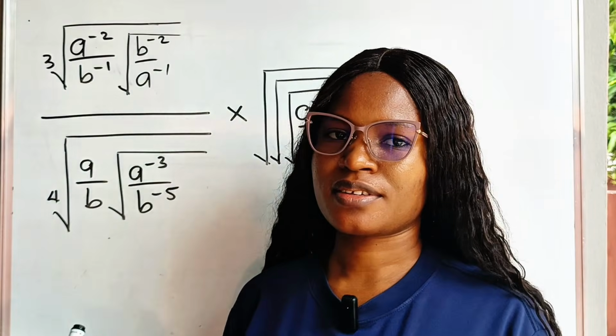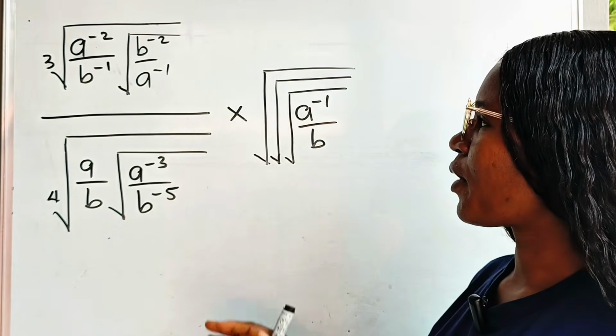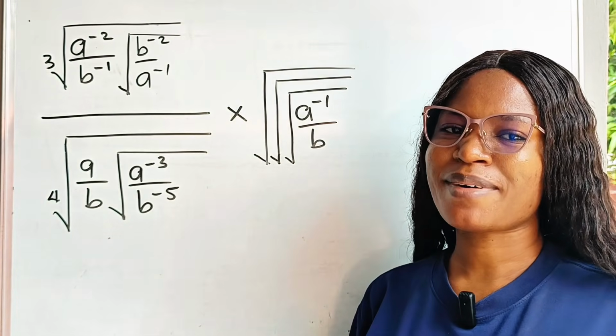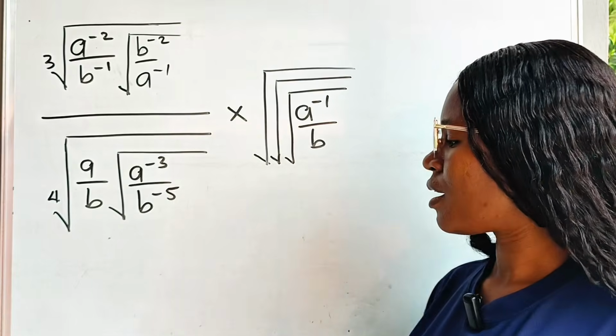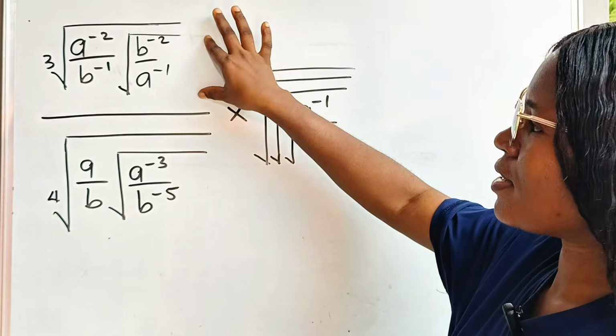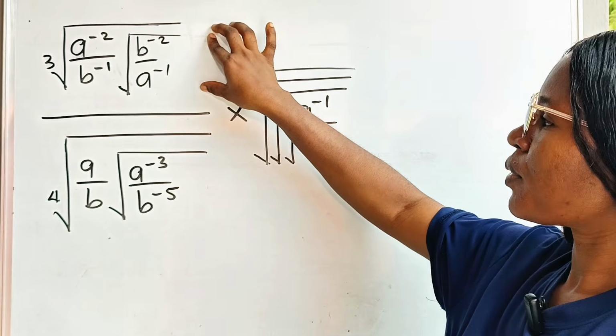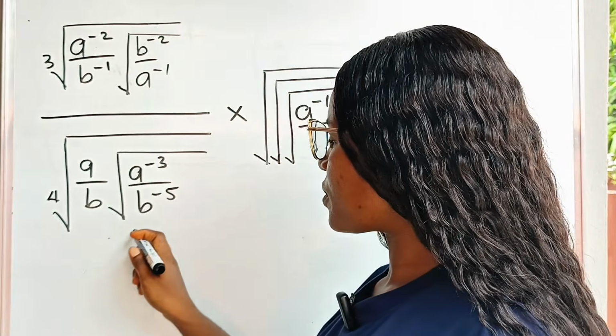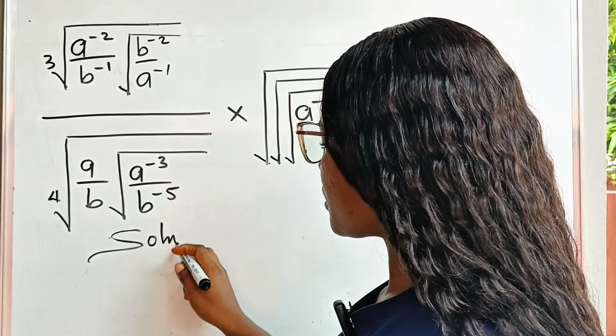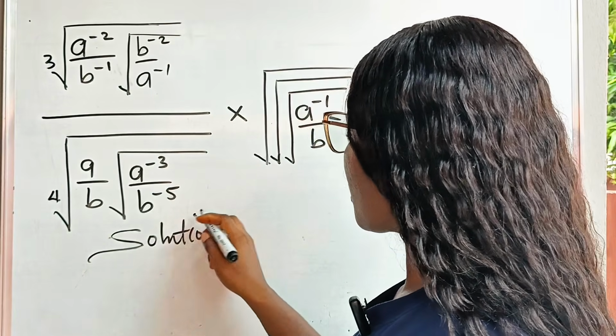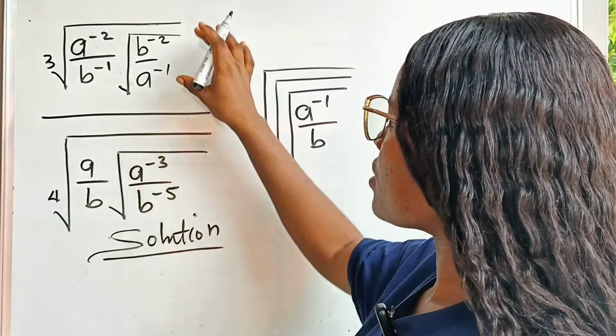This is actually very easy. So we are going to take it bit by bit until we are done. We are going to start with the numerator. Okay, so solution, we are going to start with the numerator.